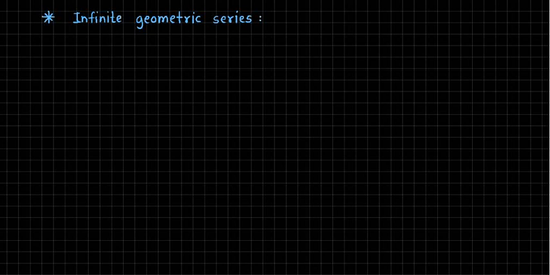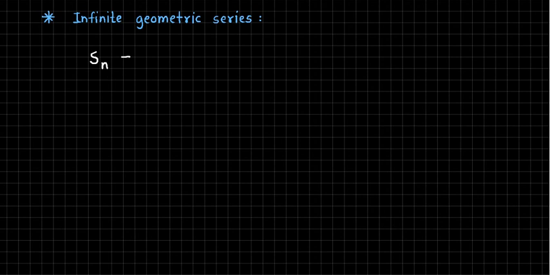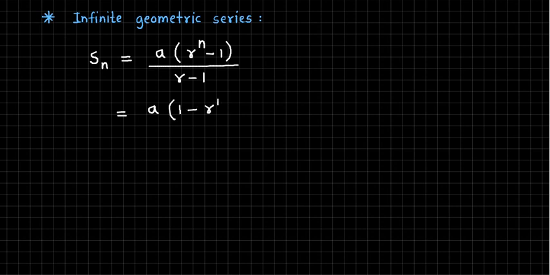So let us consider the sum of n terms of a basic geometric progression. We know that the formula is a into r raised to n minus 1 upon r minus 1, or we can also write that formula as a into 1 minus r raised to n whole upon 1 minus r, that is nothing but Sn.